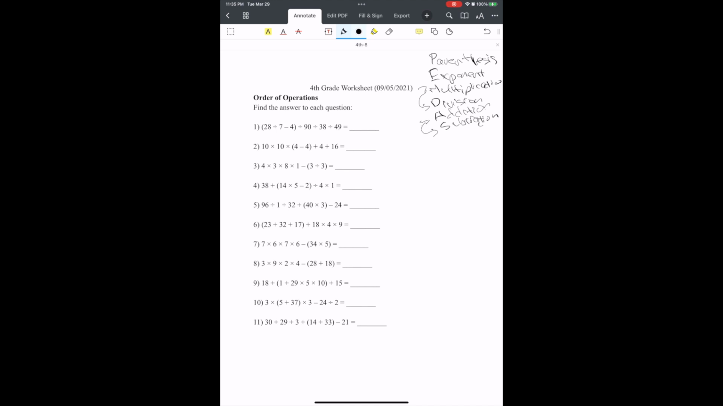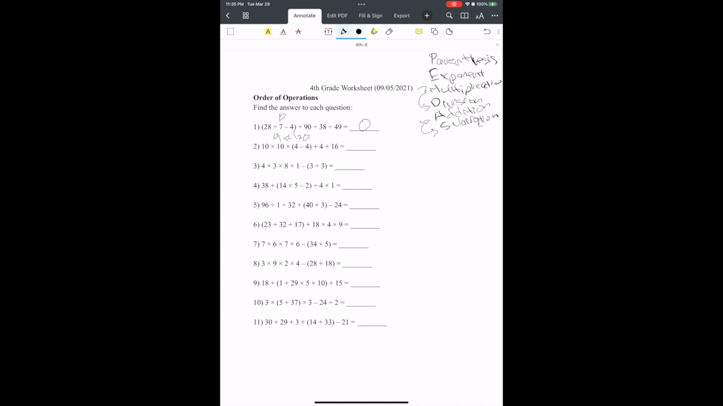So first we see parentheses. In the parentheses we see both division and subtraction. Since we see division in front of subtraction, we start off with that. So 28 divided by 7 is equal to 4. And then 4 minus 4 is equal to 0. And now you just go divide from left to right. So 0 divided by 90 is 0. 0 divided by 38 is 0. And then 0 divided by 49 is 0. So your answer is 0.